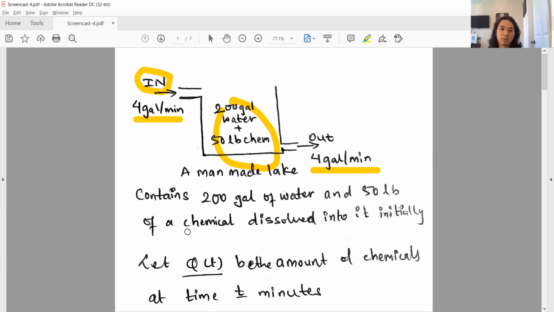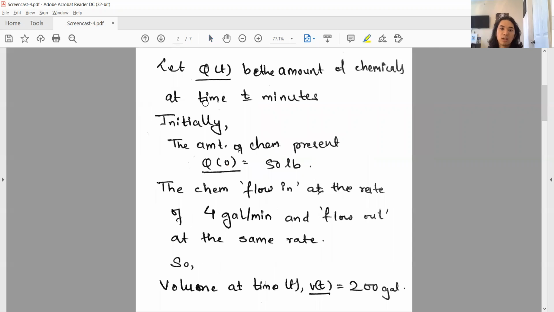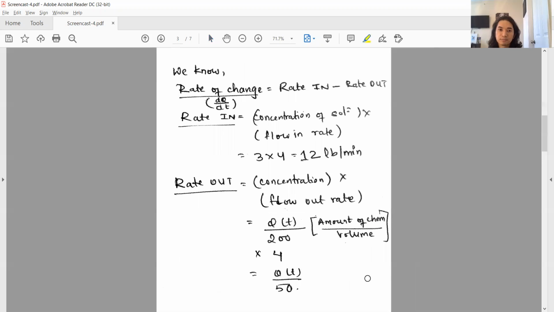So in order to solve this, let q(t) be the amount of chemical at time t minutes. Initially the amount of chemical present, q(0), was 50 pounds. The solution flows in at the rate of 4 gallons per minute and flows out at the rate of 4 gallons per minute also. So the volume at any time t, V(t), is going to be 200 gallons only.